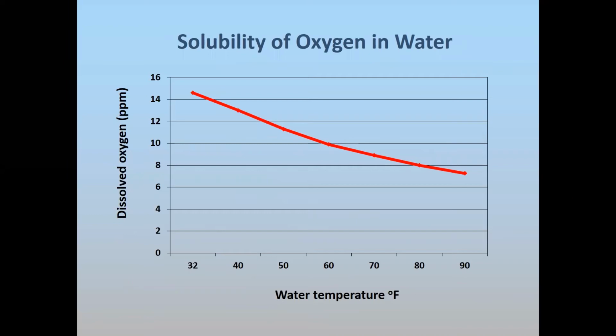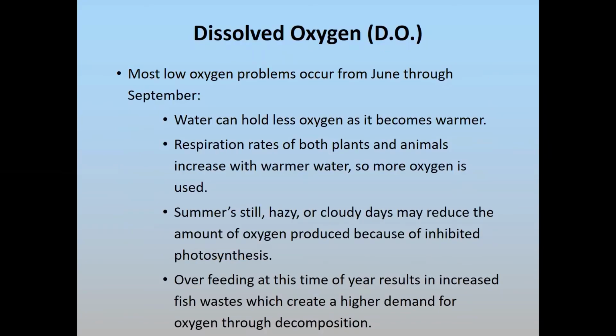It's also important to note that, real simply, colder water holds more oxygen. So typically when we see issues, if there's a water garden or a small pond that doesn't have aeration in it, we tend to see low oxygen situations in the summer months when the water temperature is warmer. Okay, again, it's really important.